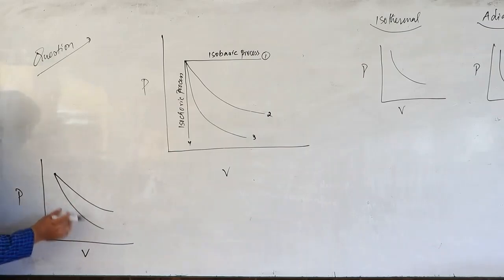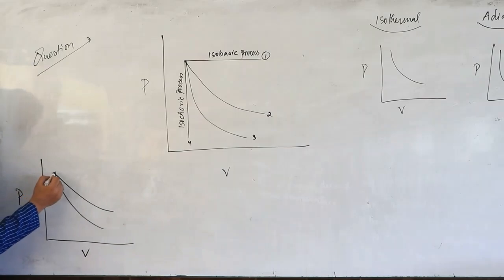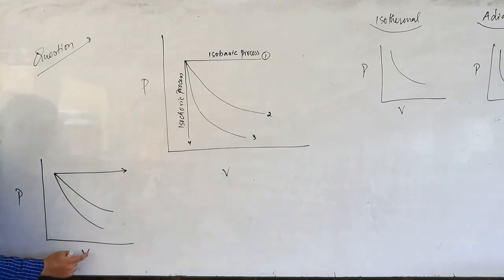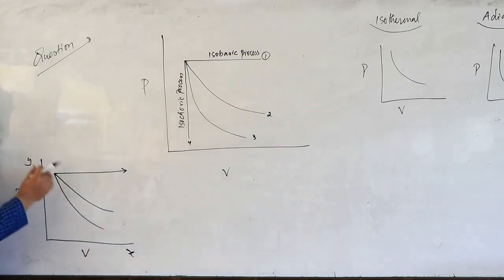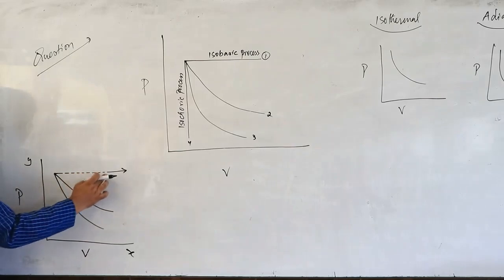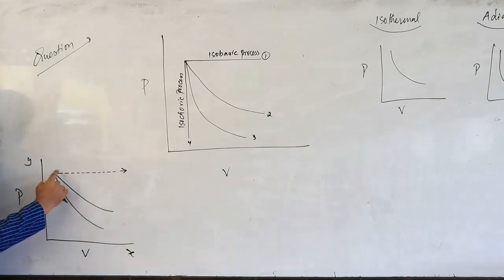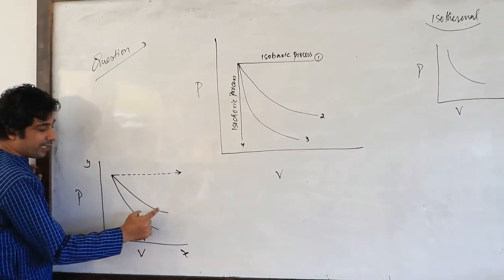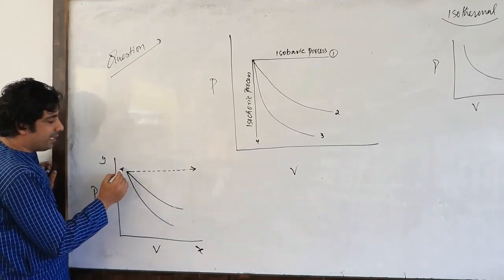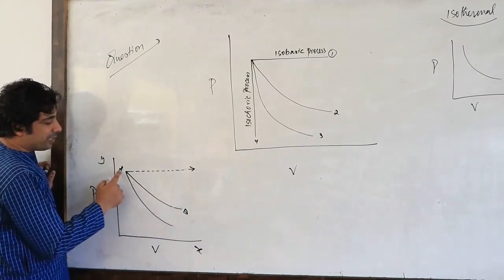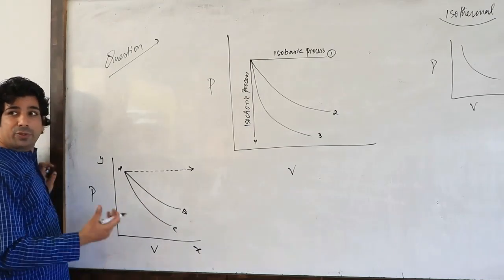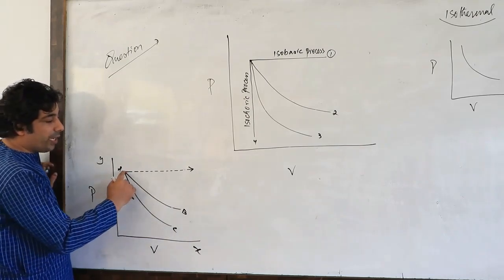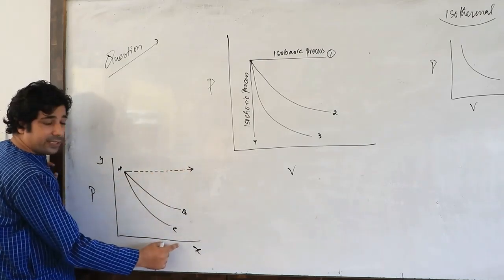So in order to know this, let's understand certain things here. In this particular process, I will draw one line parallel to the x-axis. Remember, one line which is parallel to the x-axis. Let us call this curve AB, and let's call this curve AC. I am trying to find out which one is isothermal and which one is adiabatic.